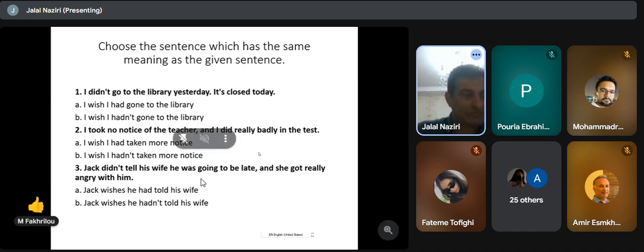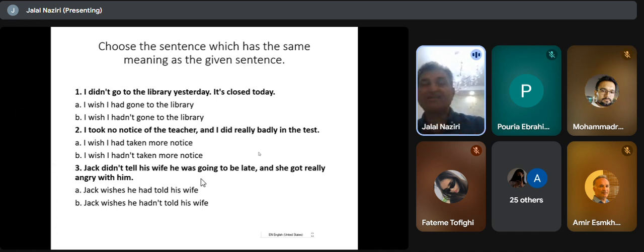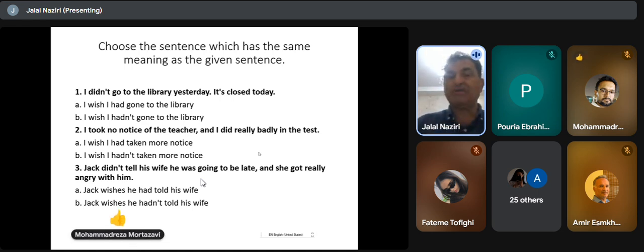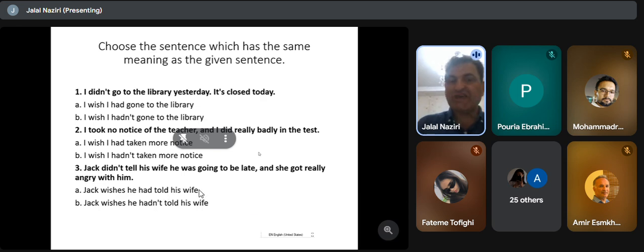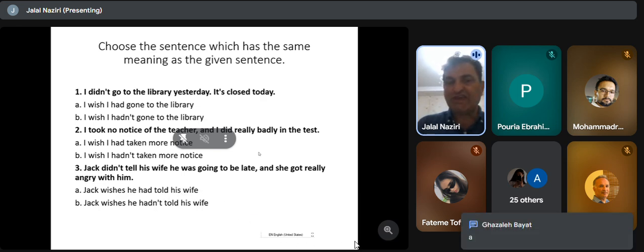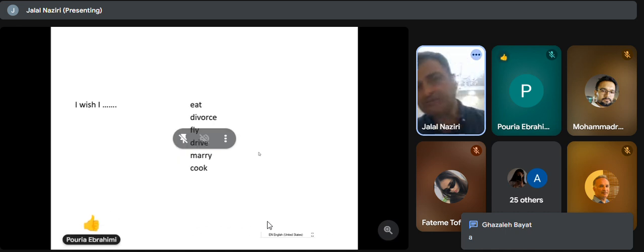Agreed? Agreed. Jack didn't tell his wife he was going to be late and she got really angry with him. A or B? Jack wishes he had told his wife or Jack wishes he hadn't told his wife. A, thank you.